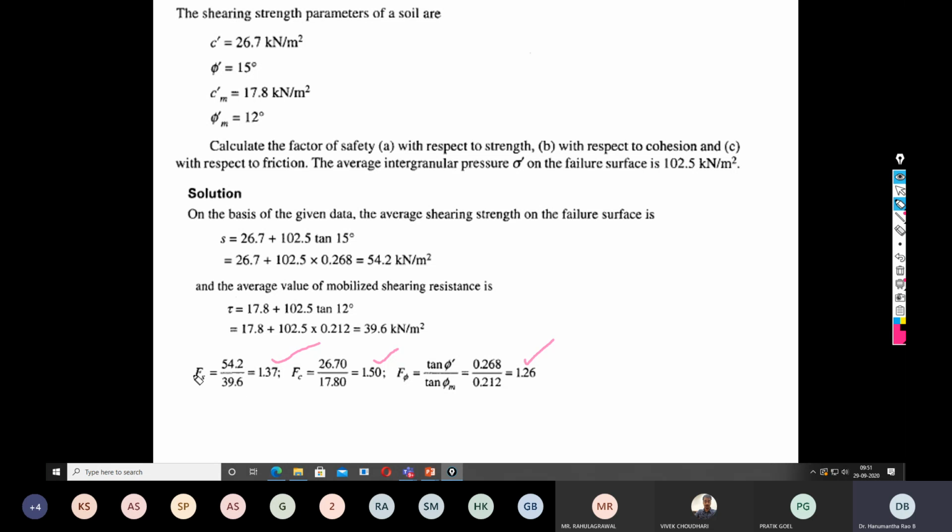One is with respect to the strength, the next is with respect to the cohesion, and next is with respect to the friction. But suppose the frictional component is dominating in the soil, your factor of safety value is least. And suppose the factor of safety is dominated by the cohesion, the factor of safety is highest, and the combination is always in between. Just see it. With respect to cohesion in this case is highest, and with respect to friction is least, and the combination is in between.